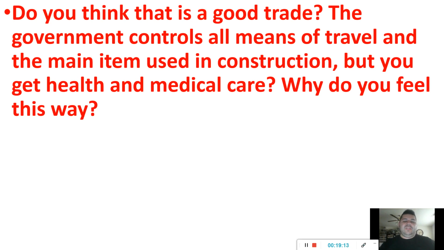Do you think that it is a good trade that the government controls all means of travel? Again, shipping yards, the trains, planes, things like that, and the main item used for construction, so steel. Steel is still used to this day for making buildings, used as a frame. But in exchange, you get health and medical care.